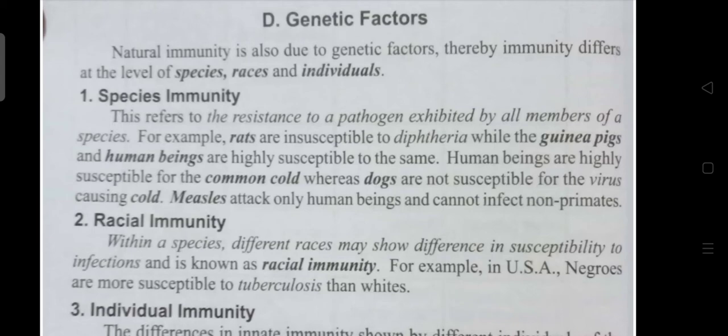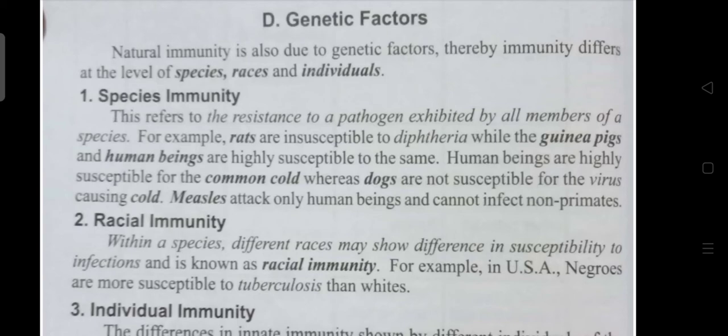Human beings are highly susceptible to the common cold, which is caused by rhinovirus, whereas dogs are not susceptible to the virus causing cold. Measles attacks only human beings. Measles is a disease only of human beings. It cannot infect non-primates. Dogs don't get a cold; human beings can get the common cold. So this is species immunity. It can differ from species to species.